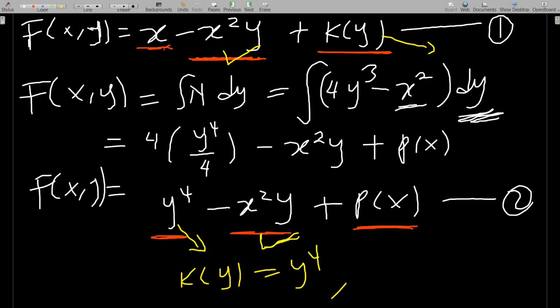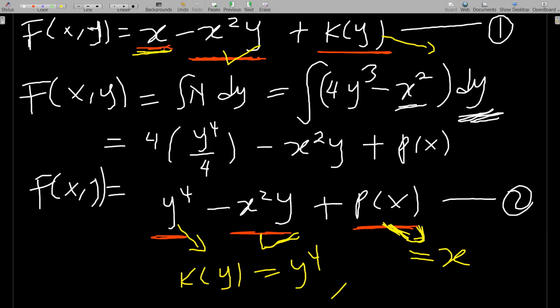And also if I look at the first equation, I realize that there's an x only here, and I'm looking for some function which is only x, meaning p of x is actually equal to that x there. So now we've been able to deduce or find our constants k of y and p of x. So we pick any of the functions we want and put those constants there.